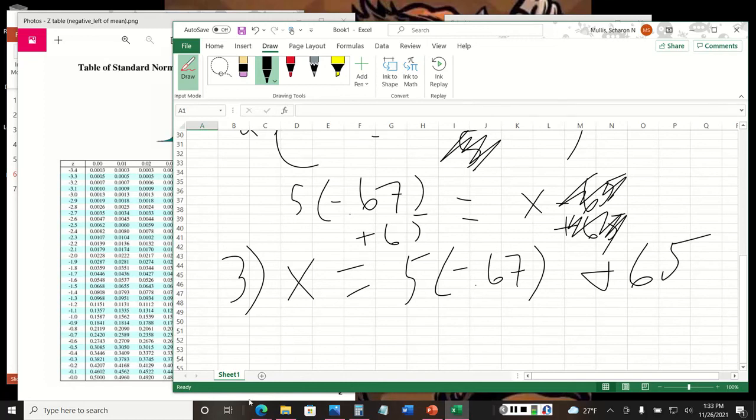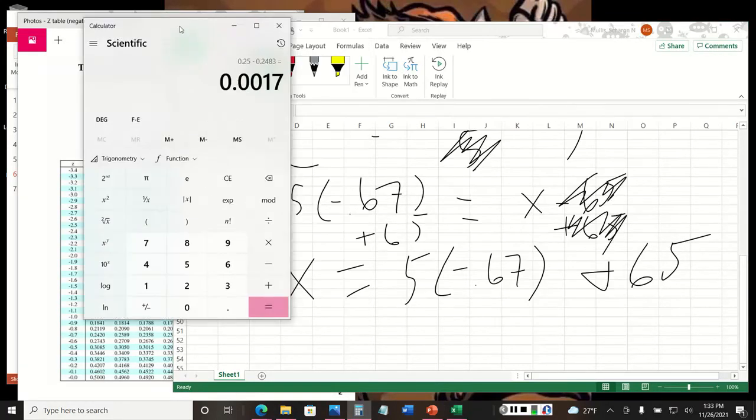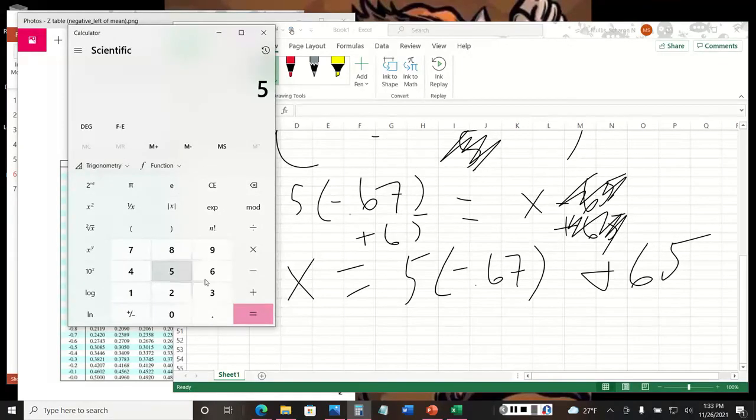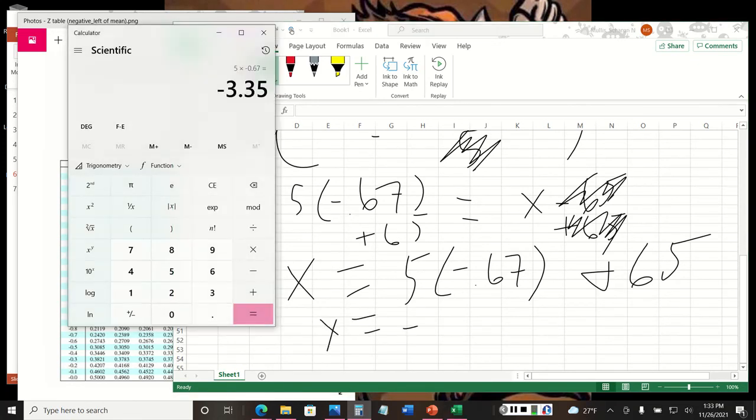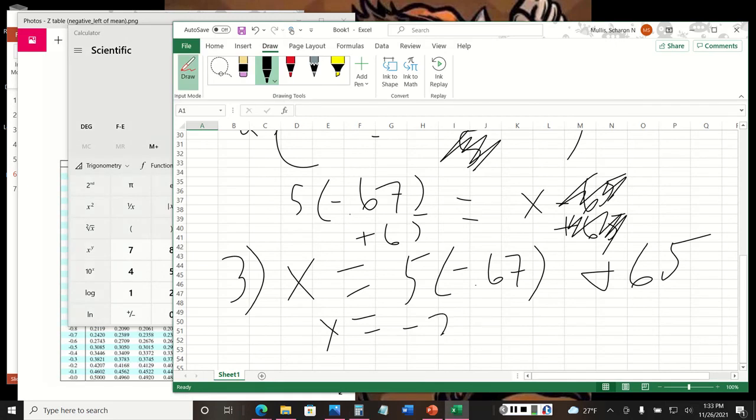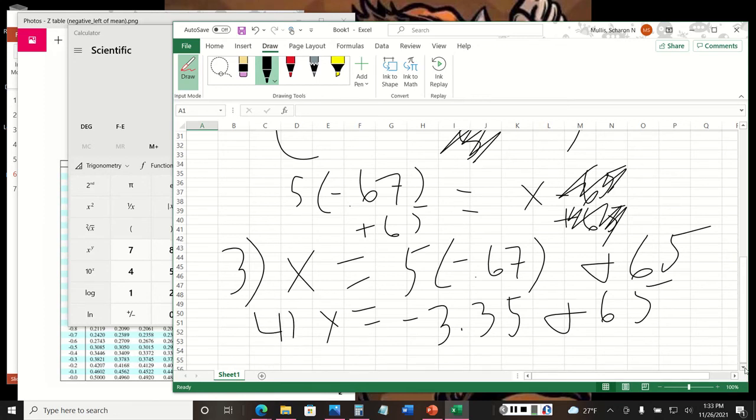And if we put that in our calculator, 5 times 0.67, which is a negative. That gives us x is equal to negative 3.35 plus 65, and this is step 4 here. We'll just make that a step 4.